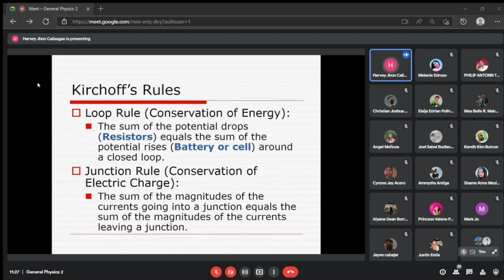So, what is the reason we have this junction box? It is to control, okay? And it has something to do with the Kirchhoff's rule as well. So, how did Kirchhoff's rule explain the function of this junction?